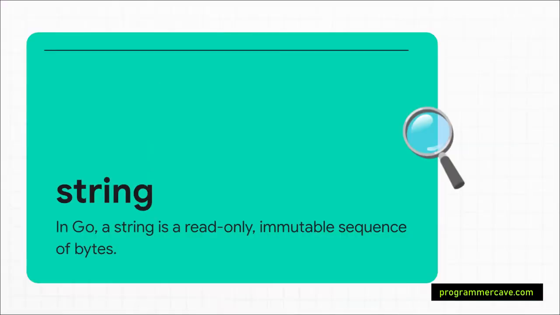So let's start with the official definition. In Go, a string is a read-only, immutable sequence of bytes. Now, there are 2 words there that are absolutely critical. First is immutable, which just means that once you create a string, you can't change it. And the second, even more important word, is bytes. That's the raw stuff strings are made of, not characters.